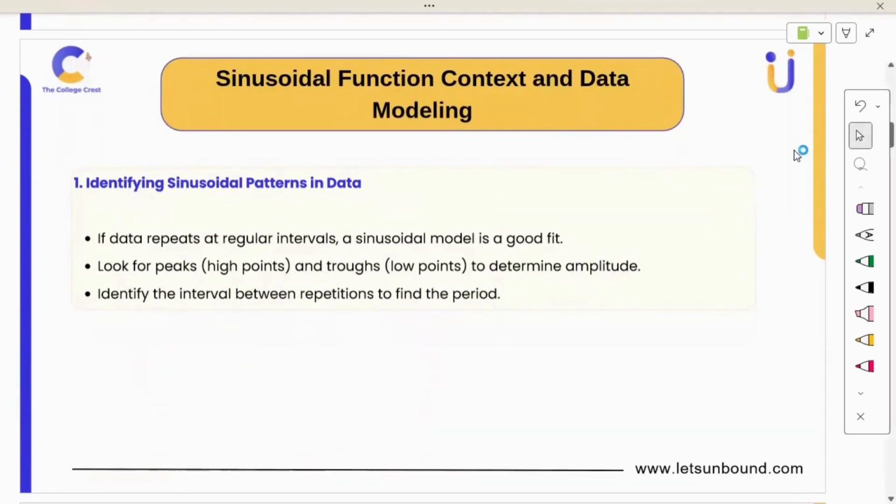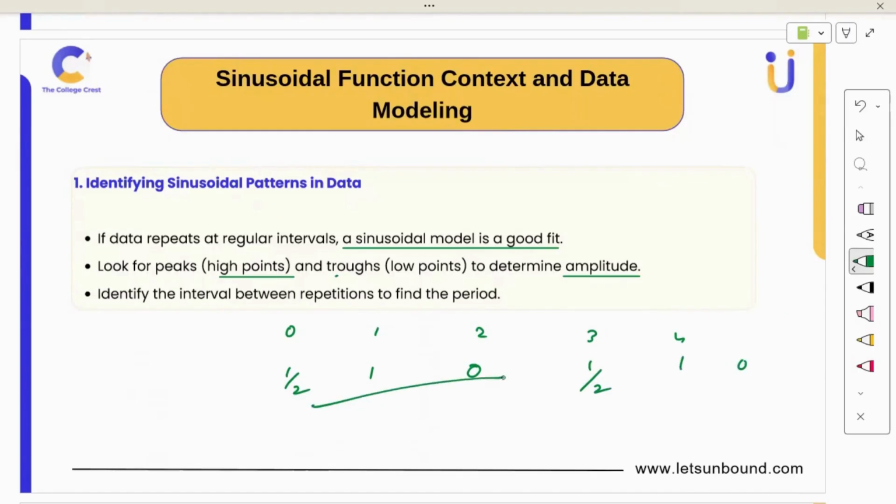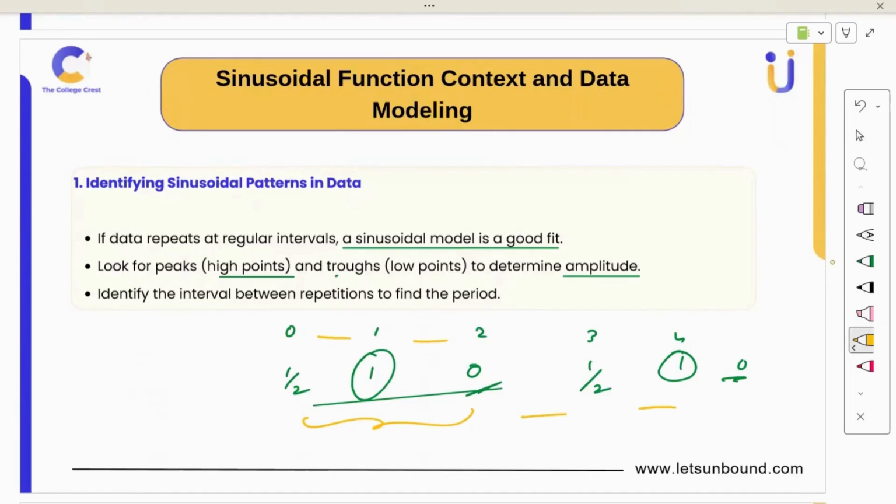Now, how do we identify sinusoidal patterns in data? If your data repeats at regular intervals, a sinusoidal model is a good fit. Look for peaks, the high points, and troughs, the low points, to determine amplitude. When we model it, we need to make it an equation, so we need amplitude, then period, and so on. Identify the interval between repetitions to find the period. Like if it's 0, 1, 2, 3, 4, and so on, and you've got 1/2, 1, 0, and then again 1/2, 1, 0, you notice a periodic behavior, right? So go for the peaks and the troughs, find the amplitude, find the midline using these, and also find the period. It's repeating after 2, right?